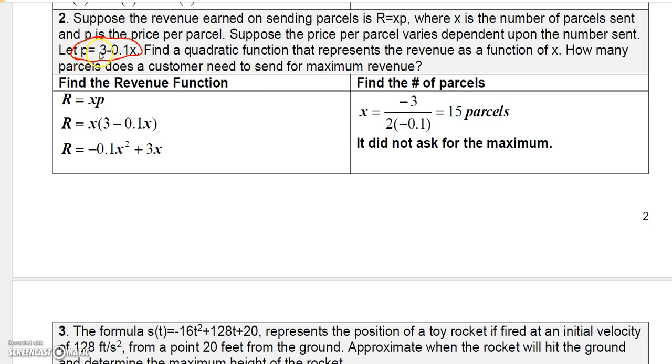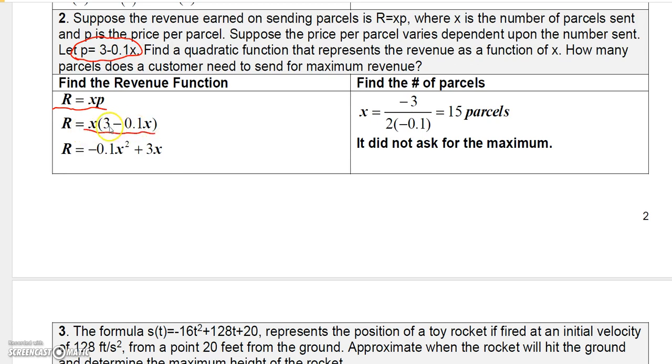So basically, if you want to just do some little experimenting here, if you send one parcel, then the price would be $3 minus 10 cents for the parcel. If you sent 2 parcels, the price would be $3 minus 20 cents for each parcel, and so forth. So anyway, this varies based on the number of parcels you sent. So what we want to do here is find out how many parcels a customer needs to send to maximize revenue. Well, first of all, we know the formula for revenue is xp, and we know that p is just this function 3 minus 0.1x.